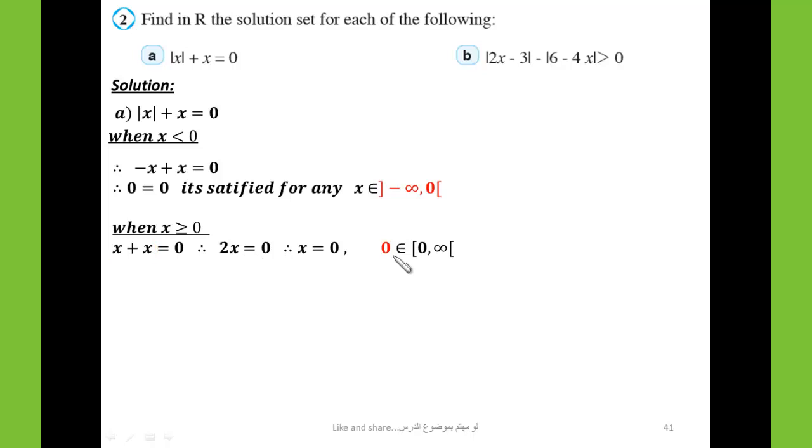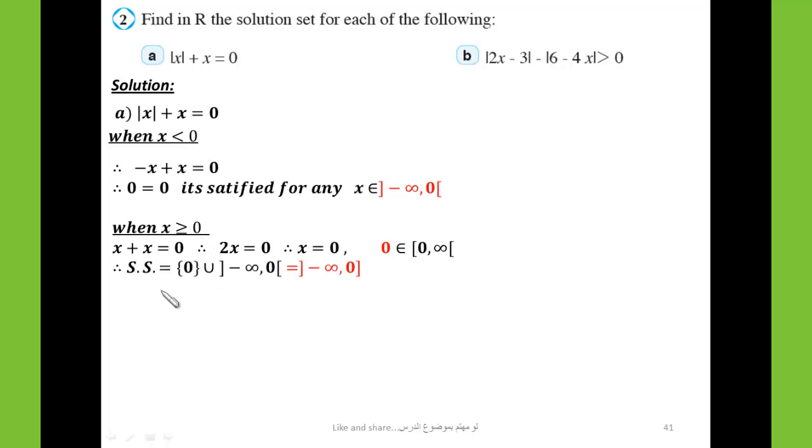And 0 belongs to the interval 0 to infinity. This inequality is written in the form of an interval. So the solution for this part is 0, and 0 belongs to the interval 0 to infinity. It is closed because we have x greater than or equal to. Here there is no equal. Here x is not equal to 0, but in this part x equals 0.